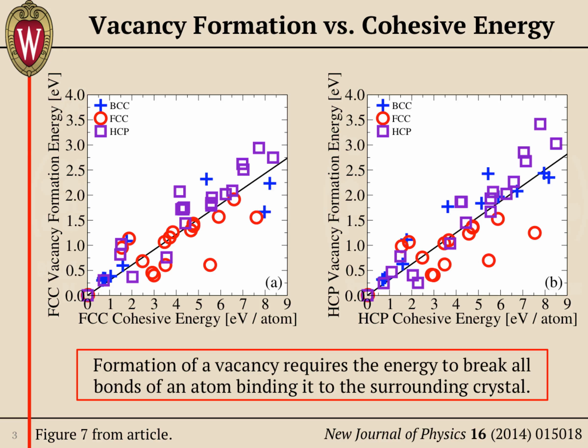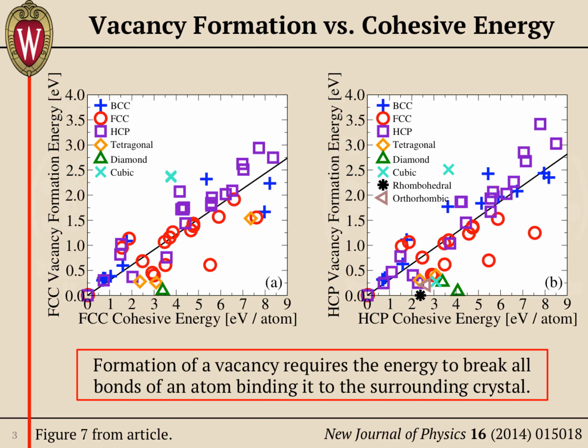Symbols represent the natural ground state crystal structure for each calculated element. We see that naturally BCC, FCC, and HCP elements show a nice correlation between their vacancy formation energies and cohesive energy, while elements with less common structures do not correlate as well.